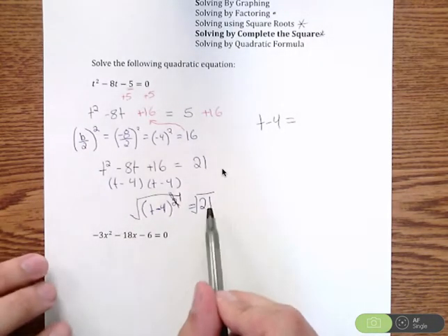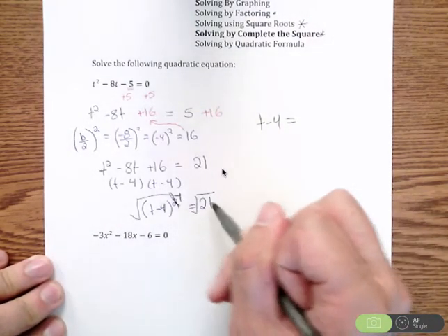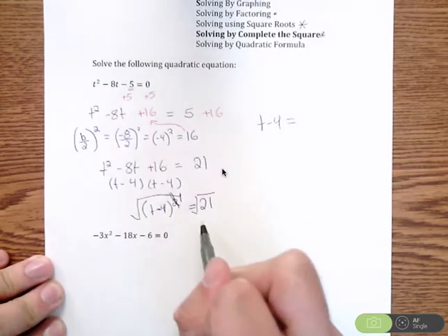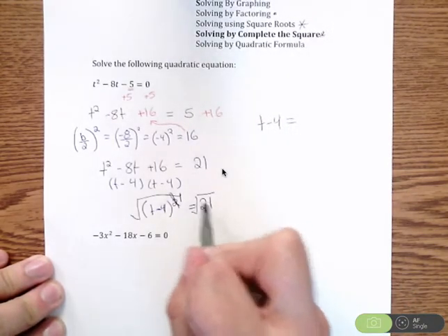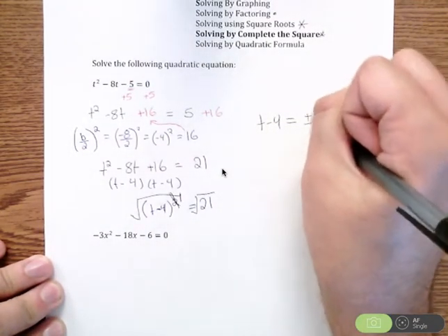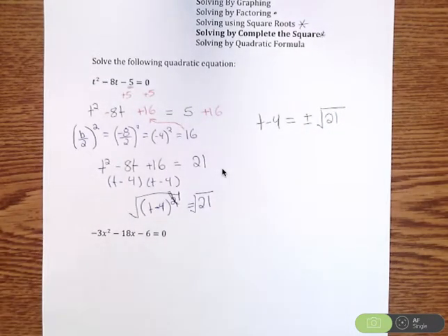So again, we want to go back to, can we simplify the square root of 21? You're trying to think of a number that we could take the square root of that can divide in here. You're not going to find anything. 21 is not something we could simplify as a square root, so I'm just going to leave it as positive and negative square root of 21. So we're almost done here.